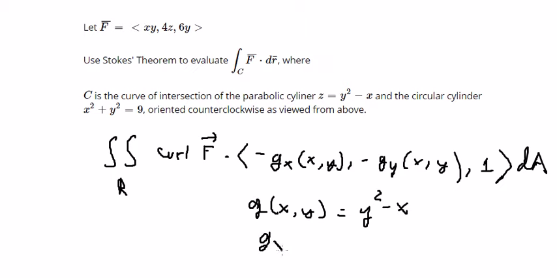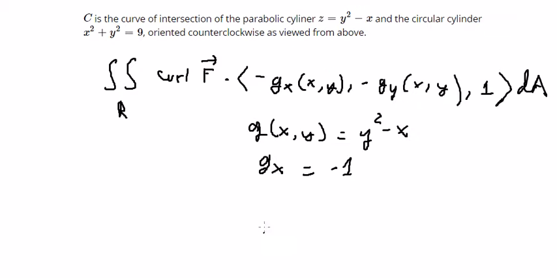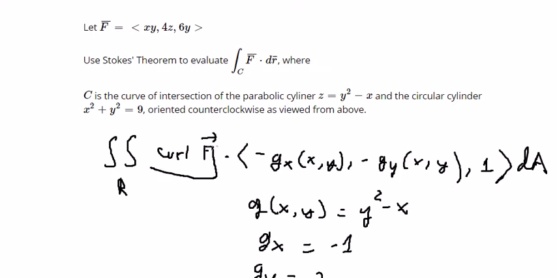First derivative of 3x, you get negative number 1. First derivative of 3y, that's about 2y. Now let's go find the curl of vector F. That's about this one.